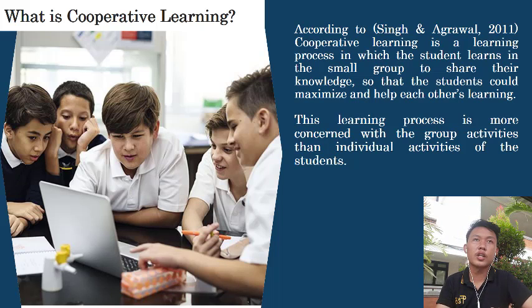According to Singh and Agrawal in 2011, cooperative learning is a learning process in which students learn in small groups to share their knowledge so that the students can maximize and help each other's learning. This learning process is more concerned with group activities than individual activities of the student. This is because cooperation is a basic character of humans, and cooperative learning prioritizes cooperation compared to competition. Therefore, in cooperative learning, the students will be able to survive with the cooperation in their groups when facing some difficulties in the learning process.